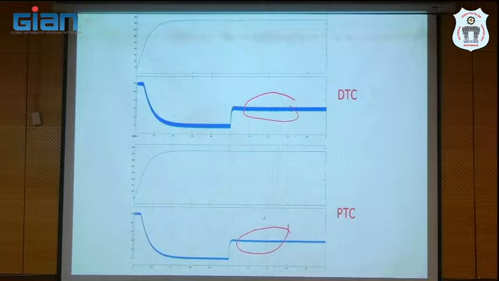Both are same or different? Ripples are less. Why are ripples less? We are calculating the required voltage vector one sample ahead, right? Whatever voltage vector is selected in the hysteresis controller does not really control the current state error. The current state error is different.